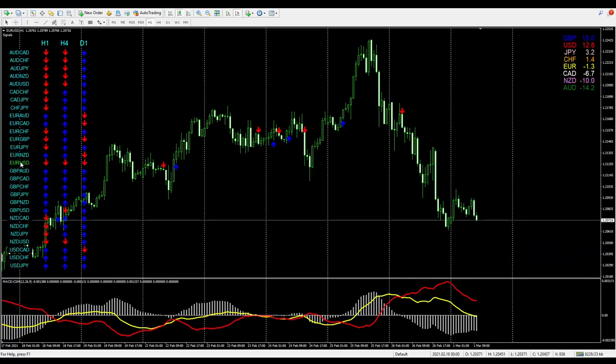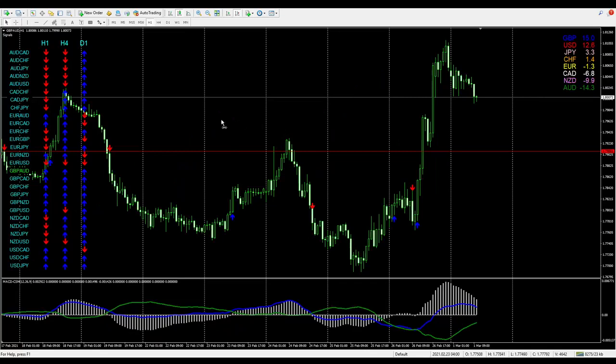Once the H1 signal gives us another sell signal, but first it would change to buy. It will go up a bit and then a sell. So once there's a sell signal on EURUSD, we can enter EURUSD soon.